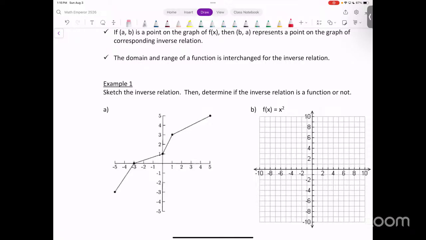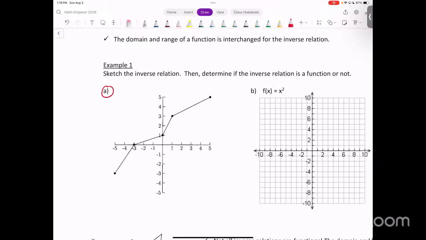So I'm going to ask Audrey, how would I sketch the inverse relation for graph A? What should I do? We just have to do the opposite. It's like 1 and 3, right? So it just has to be 3 and 1. Correct, you got it. So we're going to mark the points. This point, (-5, -3). This one, (-3, 0). This one, (0, 1). This one, (1, 3). This one, (5, 5).